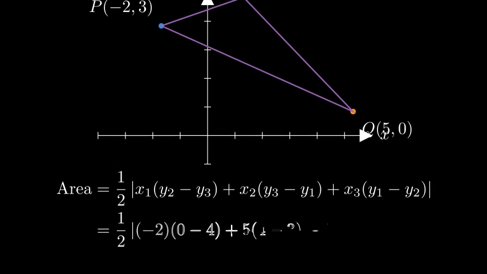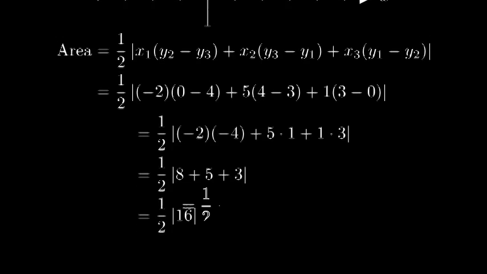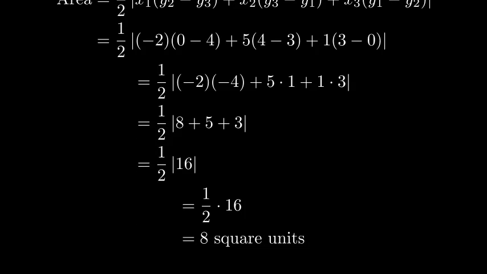Area equals 1/2 times the absolute value of -2 times (0 minus 4) plus 5 times (4 minus 3) plus 1 times (3 minus 0). Simplifying, we get 1/2 times the absolute value of -2 times -4 plus 5 times 1 plus 1 times 3, which is 1/2 times the absolute value of 8 plus 5 plus 3. Therefore, the area is 1/2 times 16, which equals 8 square units.